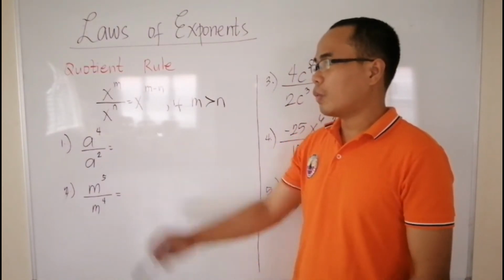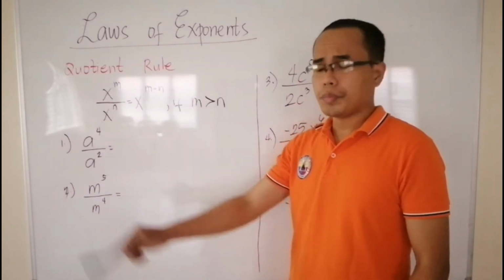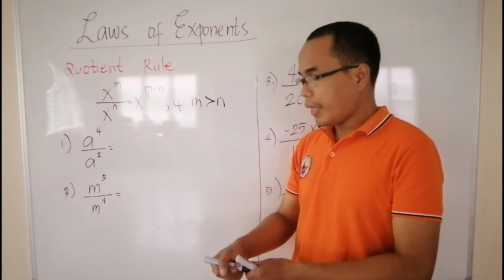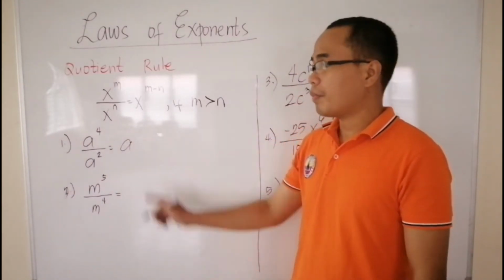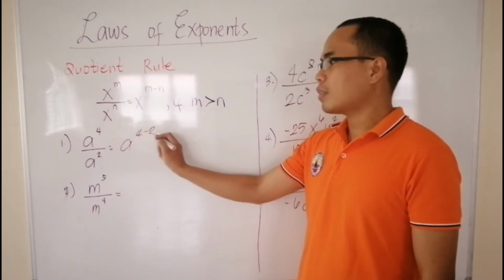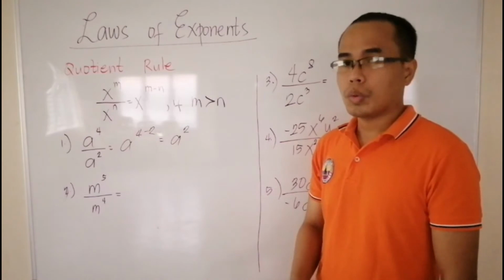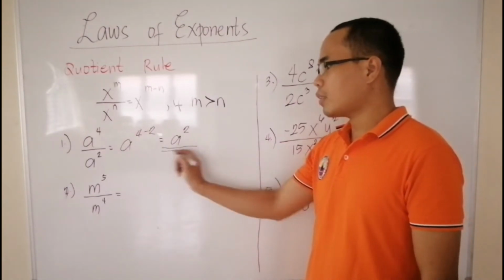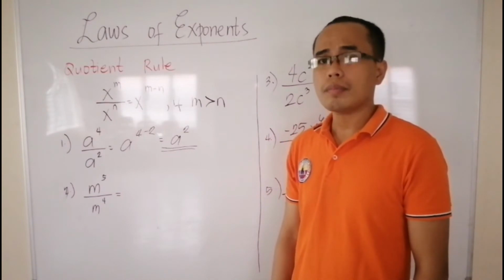For example, number 1, a raised to 4 divided by a raised to 2. So copy natin yung base, a, then subtract natin yung exponent. So 4 minus 2 is equal to 2. For the final answer, a raised to 2. Okay, so ganun lang pag-solve natin.